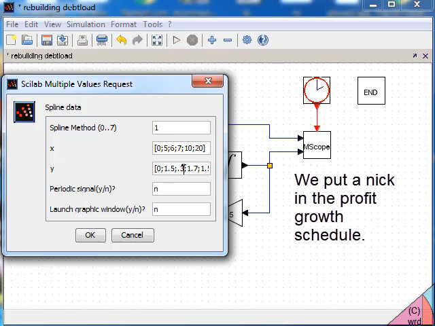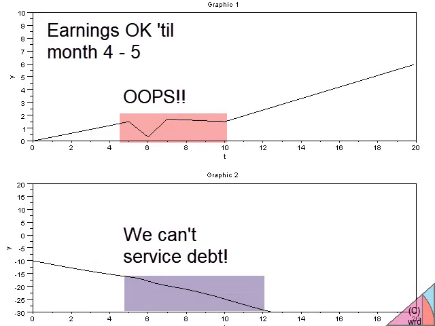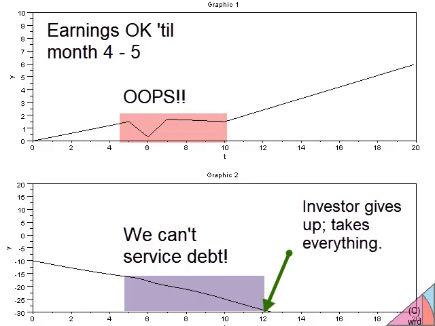Now, we change Signal Builder to make earnings stumble starting at around 5 months. Here is the second curve set. The model cannot stand any interruption in servicing debt. After the interruption, things go bad fast. The investor forecloses and takes everything when the debt gets to $30,000.